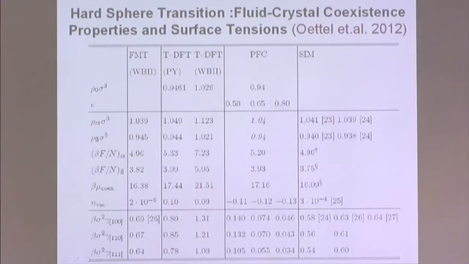How well does it do for freezing? Sorry about the numbers. These are very recent calculations by Martin Oettel in Mainz. And these are densities. Forget this and forget this. Just look at the theory here. This is the White-Bear version 2, and these are the simulations. So these are the coexisting densities for hard sphere freezing.